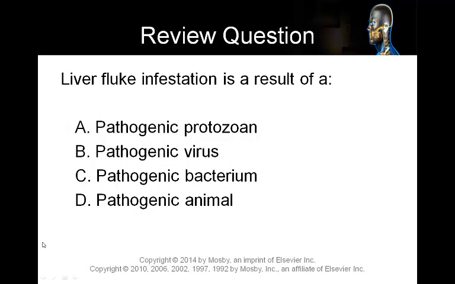So here's another review question for us. The liver fluke, a fluke that is going to infest and grow inside the liver, is a result of which of these? A pathogenic protozoan, a pathogenic virus, a pathogenic bacterium, or pathogenic animal? Our correct answer here is a pathogenic animal, and we just saw that in the previous slide as we looked at flukes.